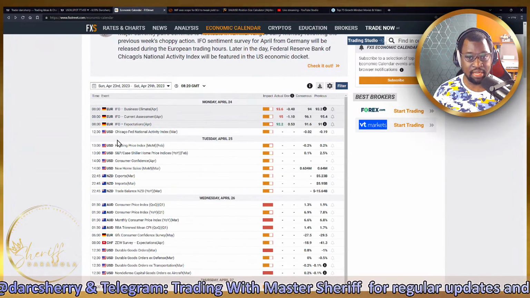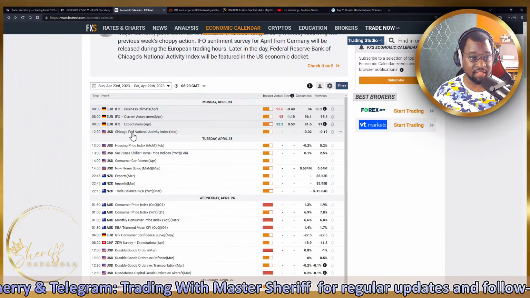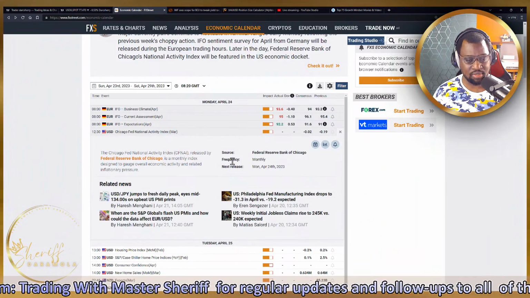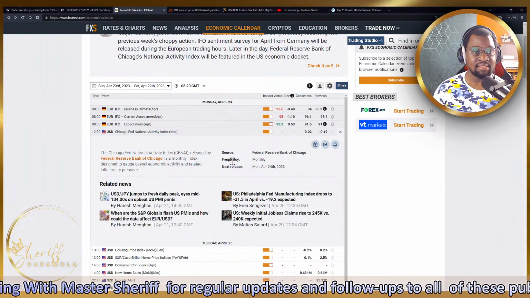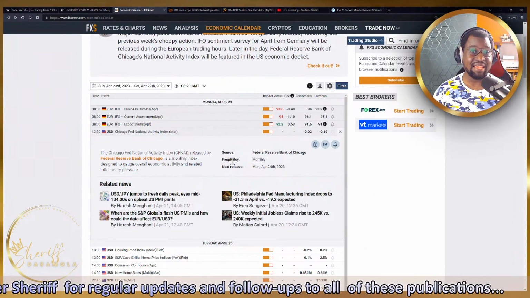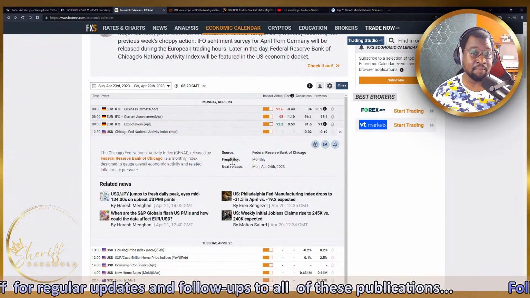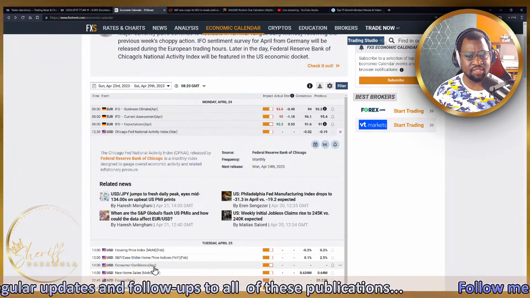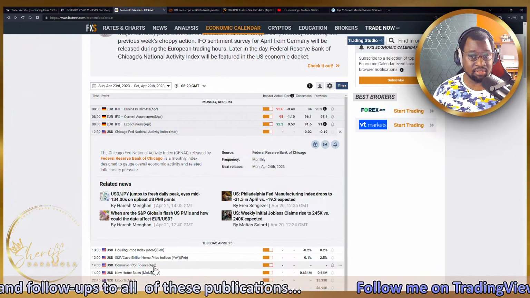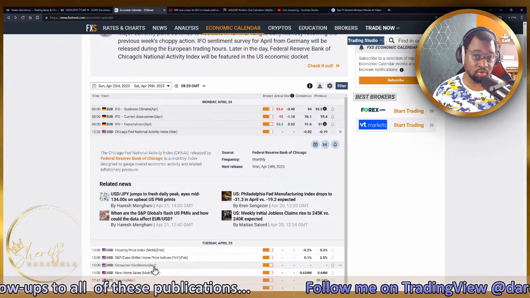So for Monday, we have a medium impact event, which is the Chicago Fed National Activity Index. This is a monthly index designed to gauge overall economic activity and related inflationary pressure. On a medium level, this is another indicator we want to be looking forward to.